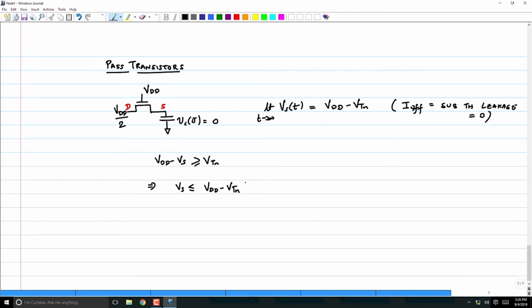But suppose the drain itself was a value which is less than VDD minus VTN, then obviously there can be no current flow any further after the source has charged to the drain voltage, right? And therefore it has to go only up to the drain voltage, right? Which implies for this condition, limit t tends to infinity of Vs of t will basically be VDD by 2. Yeah? Any question?